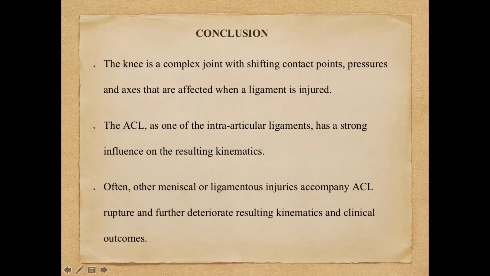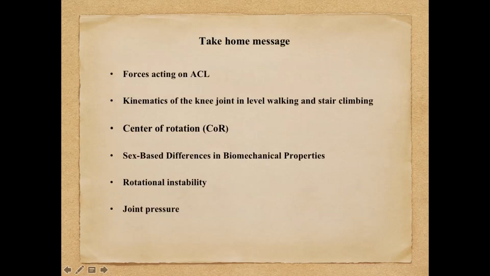So the conclusion is that the knee joint is complex, with shifting contact points and pressures on the axis that are affected when the ligaments get injured. The ACL, as an intra-articular ligament, has a strong influence on the kinetics. So often other meniscal and ligamentous injuries accompany ACL rupture, further deteriorating the resulting kinematics and clinical outcome.